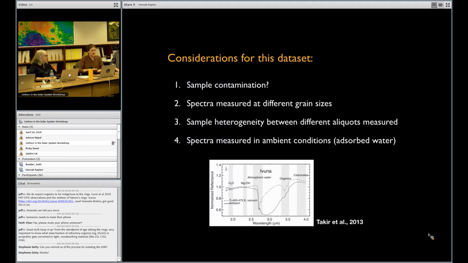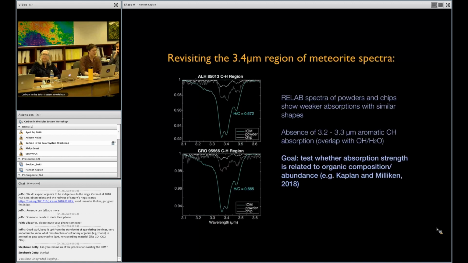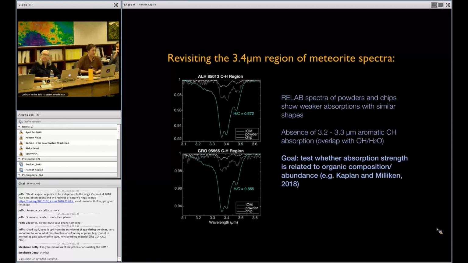And the relapse spectra are measured in ambient conditions, and so as has been shown previously, we have some adsorbed water in there. You can see, if there's enough adsorbed water, what that might do to the strength of these organic bands. And I'll talk about one way in which maybe we can make this particular bit better. But with all of that in mind, and hopefully otherwise an open mind, I'll go into my data.